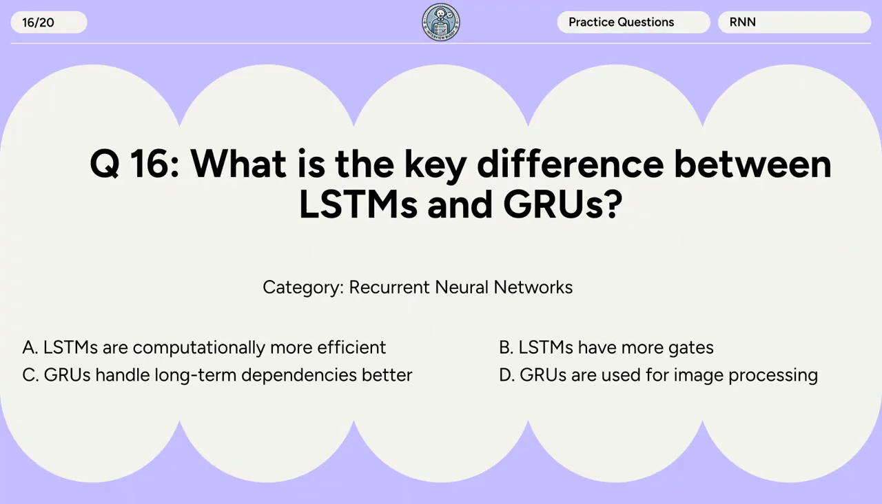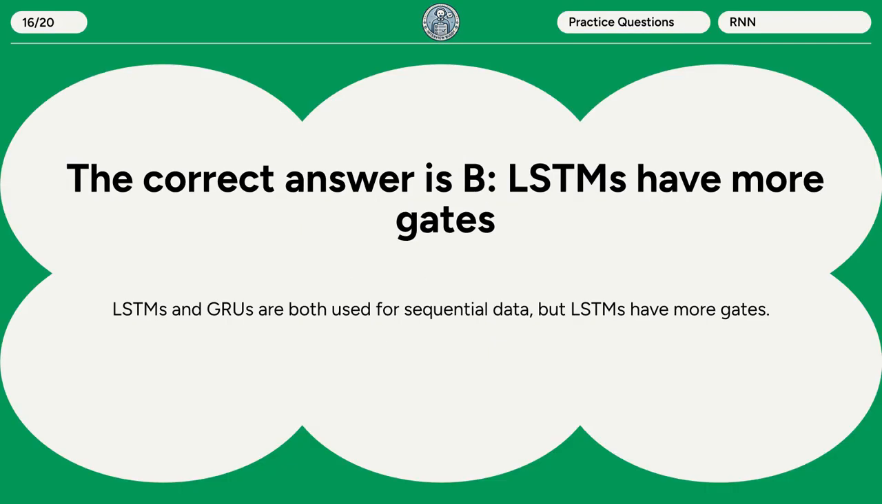Question 16. What is the key difference between LSTMs and GRUs? A. LSTMs are computationally more efficient. B. LSTMs have more gates. C. GRUs handle long-term dependencies better. D. GRUs are used for image processing. The correct answer is B. LSTMs have more gates. LSTMs and GRUs are both used for sequential data, but LSTMs have more gates.